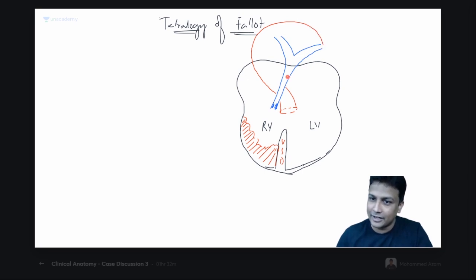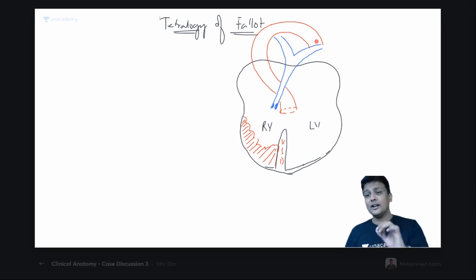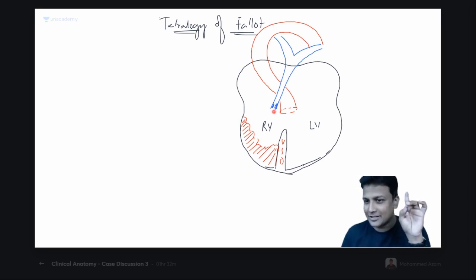Are you understanding the entire story here right now? So read it like a story, sir. Learn it like a story. So point number 1, pulmonary stenosis. Point number 2, right ventricular hypertrophy. Point number 3, ventricular septal defect. And point number 4 will be overriding of aorta.